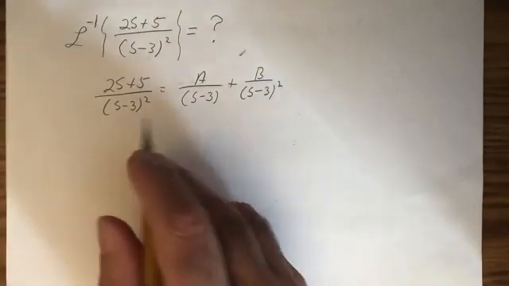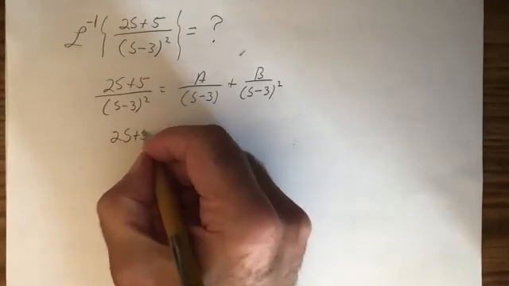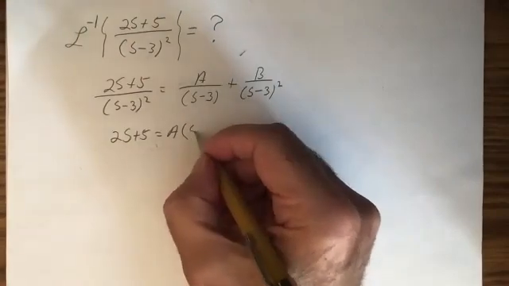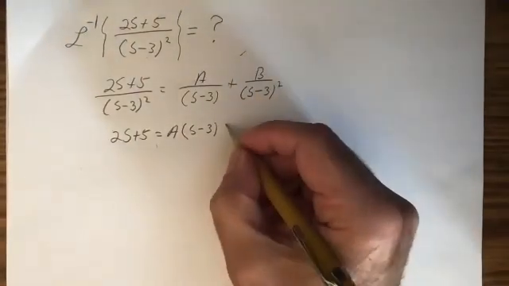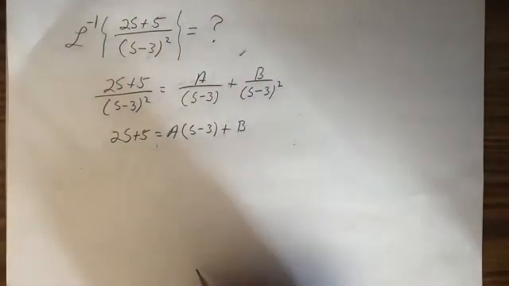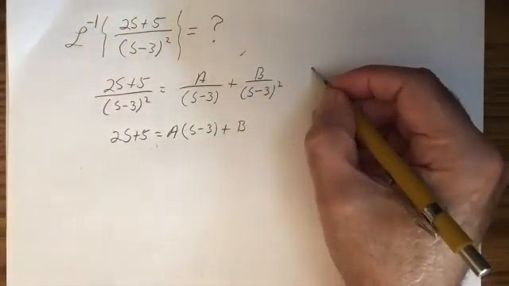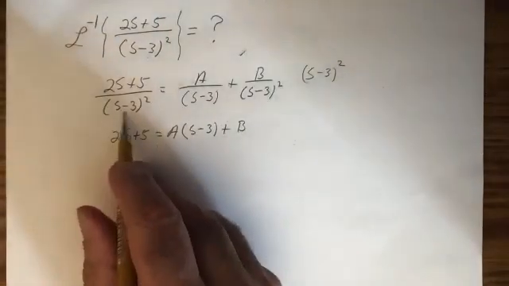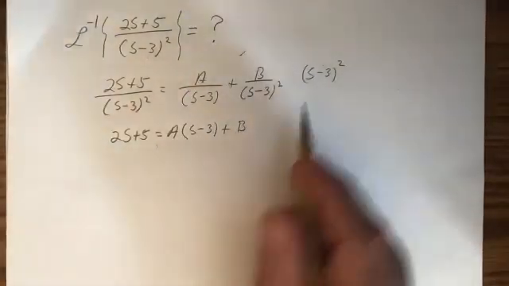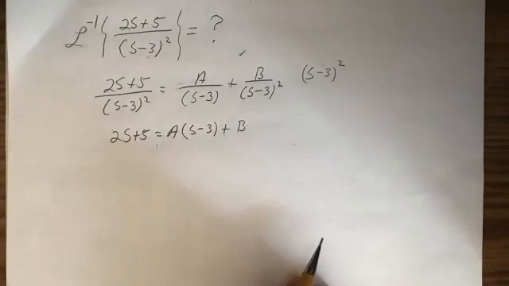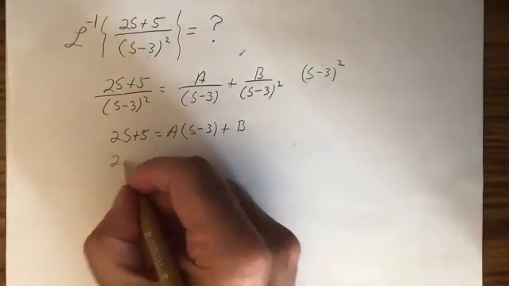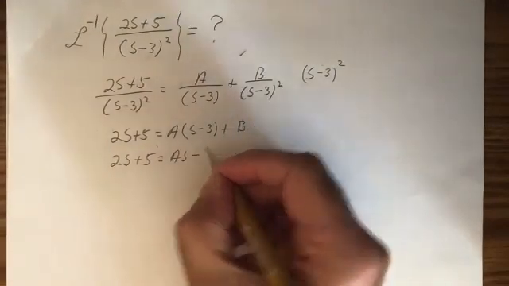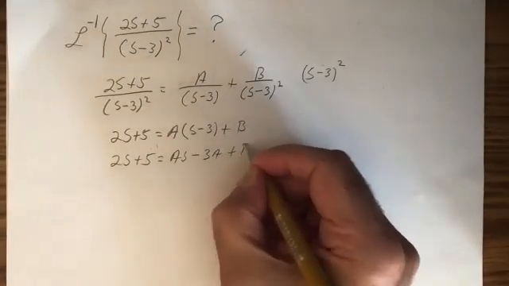All right, so this is going to give me 2s plus 5 is equal to A times (s minus 3) plus B, when I multiply both sides of the equation by this, like this cancels with this. Everybody knows how to do this. So what do I got now? I get 2s plus 5 is equal to As minus 3A plus B.